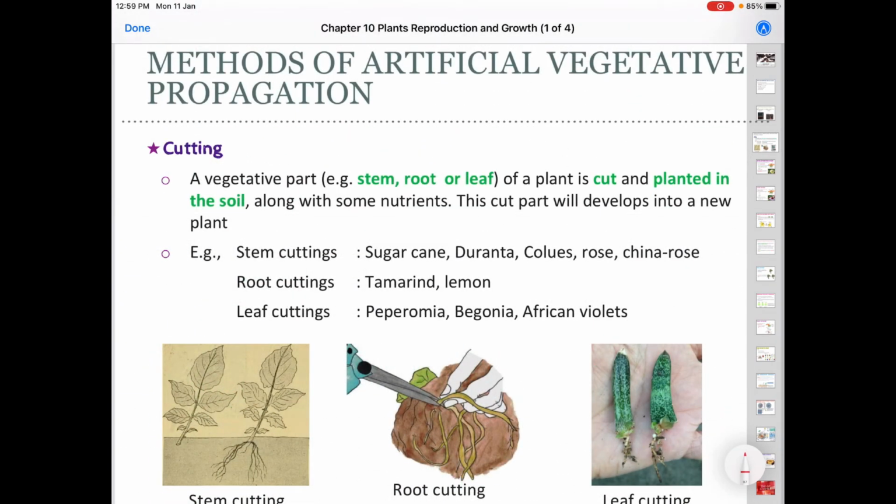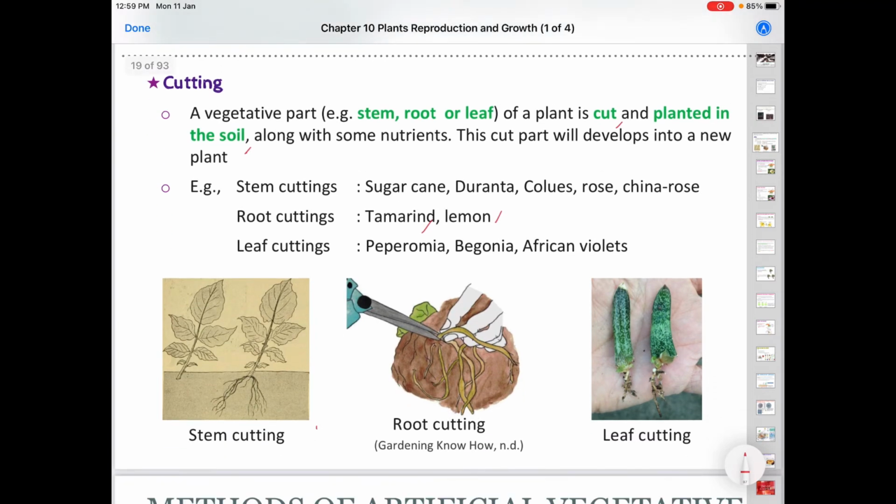The first method of artificial vegetative propagation is cutting, where the plant part is cut and planted in another area in the soil. This cut part will develop into a new plant. For example, we do stem cutting for sugarcane, Duranta, Coleus, rose, and China rose, and we do root cuttings for tamarind and lemon plant, and leaf cutting for peperomia, begonia, and African violet. These are examples of stem cutting, where we cut from the stem, and root cutting and leaf cutting.